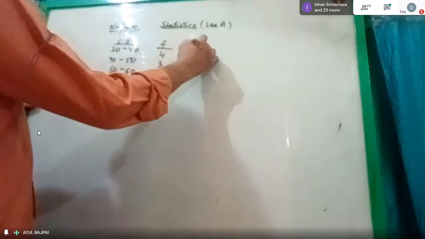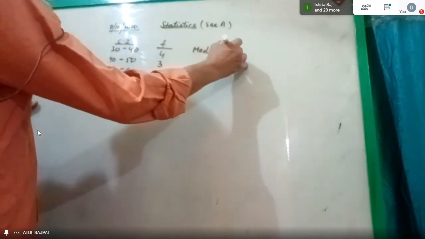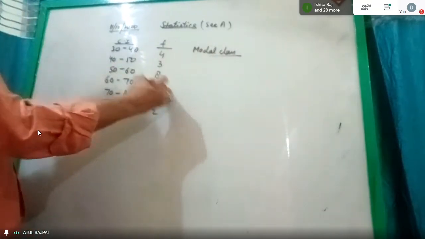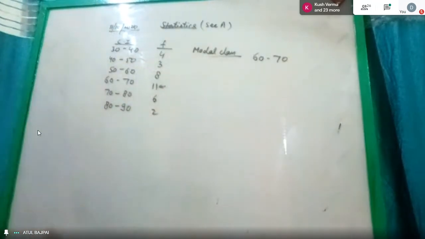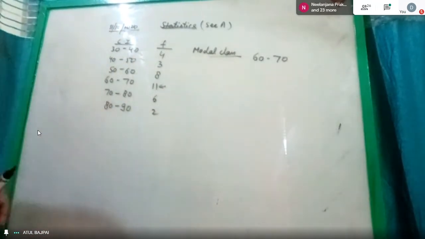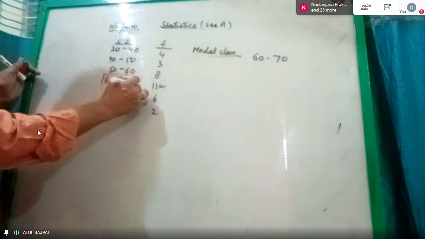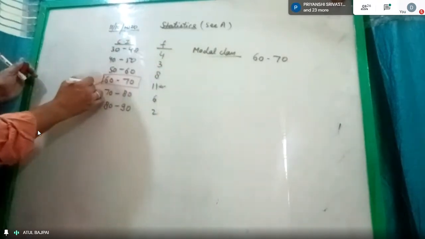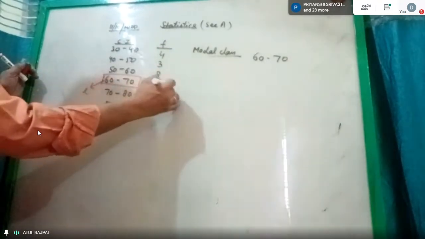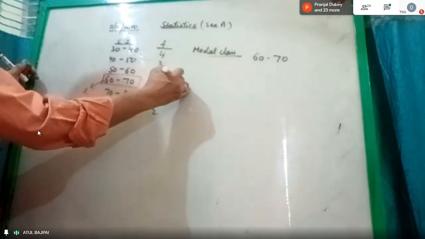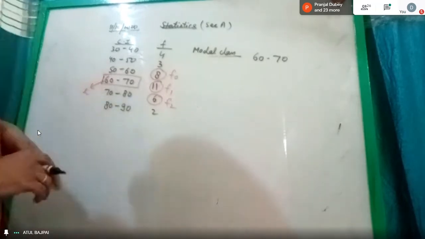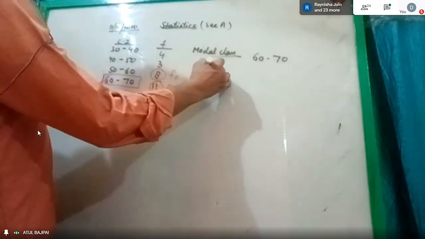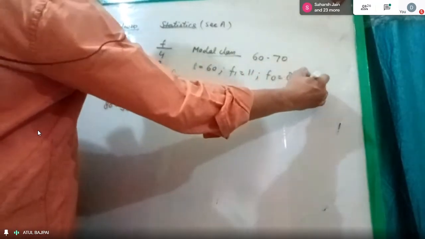So from the observation, we know the model class is the one with the highest frequency. So the model class is 60 to 70. What is L in this case? This is the model class because it has the highest frequency. L is 60. This is F1, this is F0, and this is F2. So we can write L as 60, F1 as 11, F0 as 8, and F2 as 6.